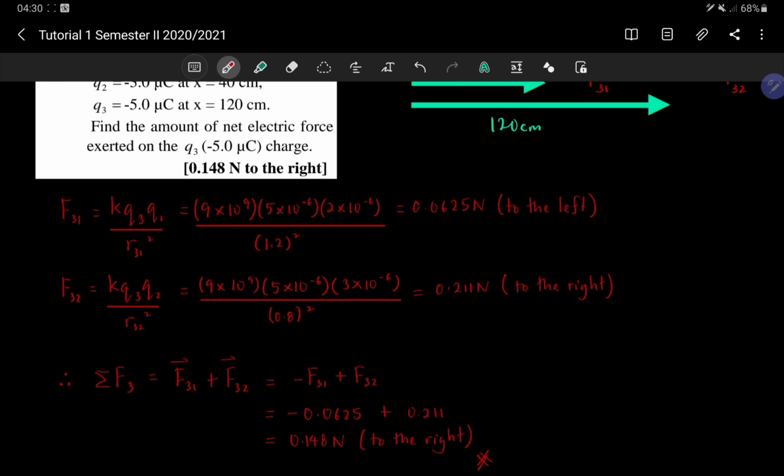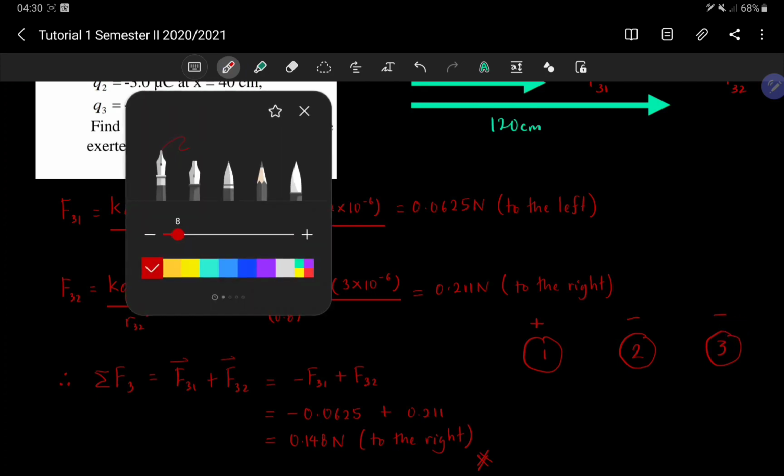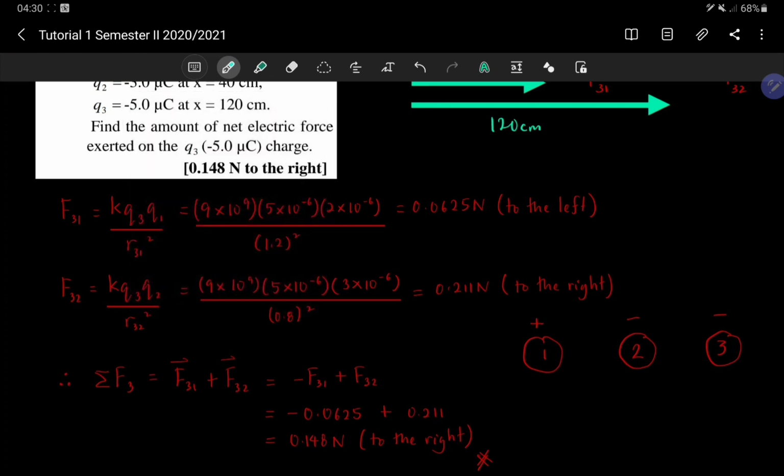Alright, so maybe some of you are still confused. How do we get these two forces which are directed to the left or to the right? Let me show you again, by giving you three different charges: the first charge, the second charge, and the third charge. The first charge is positive, the second charge is negative, and the third charge is also negative. They ask you to find the force exerted on Q3, just by these two charges, Q1 and Q2.